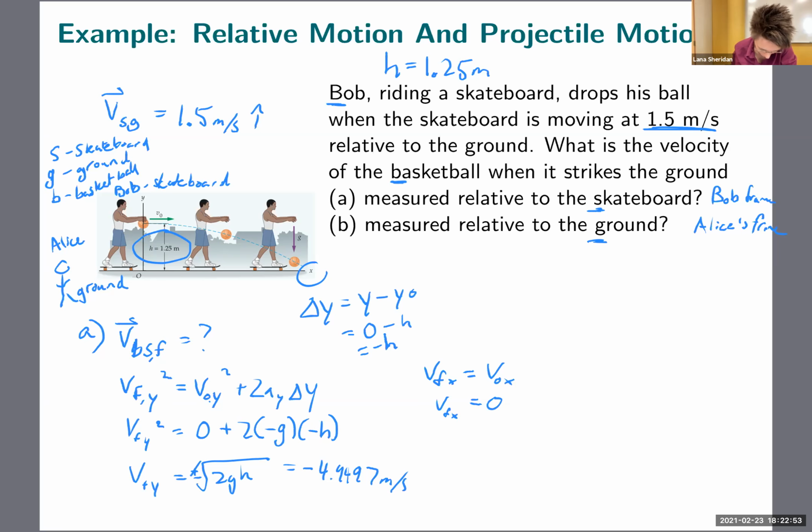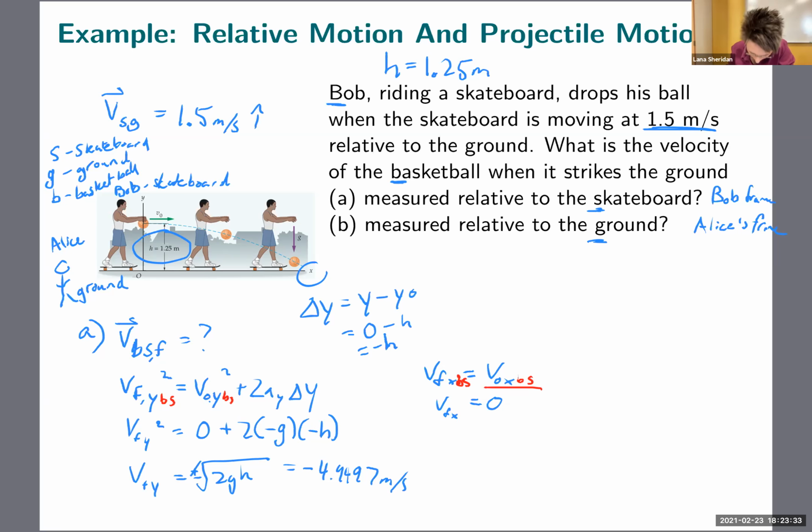Okay, in the interest of time, because I want to see if we can wrap this up before the lab, we want to find how the basketball is moving relative to the skateboard. All of these things are for the basketball relative to the skateboard. The basketball is dropping straight down relative to the skateboard. There was no initial velocity in the x direction. The basketball and the skateboard were moving together.